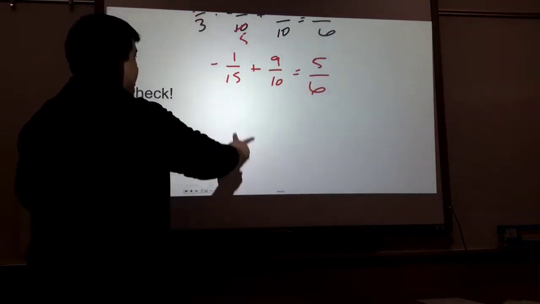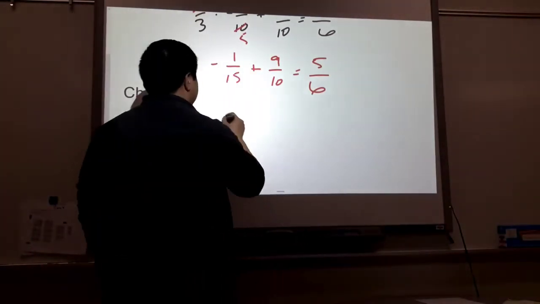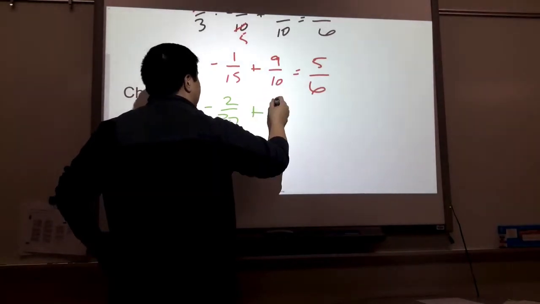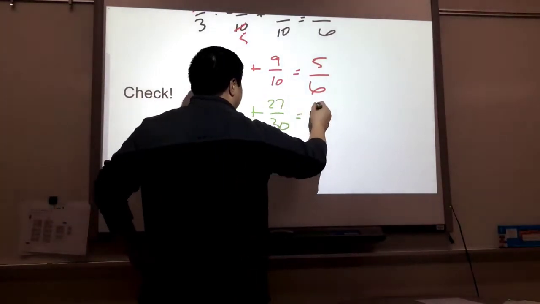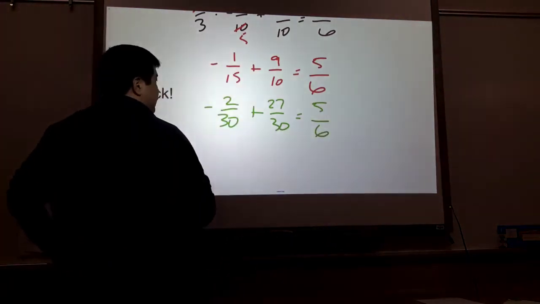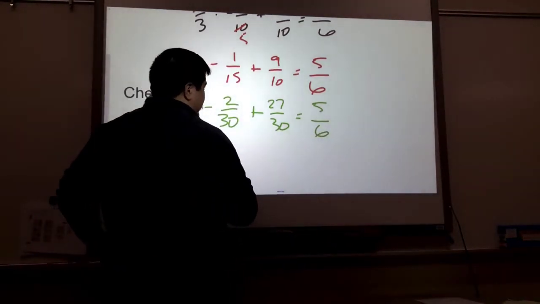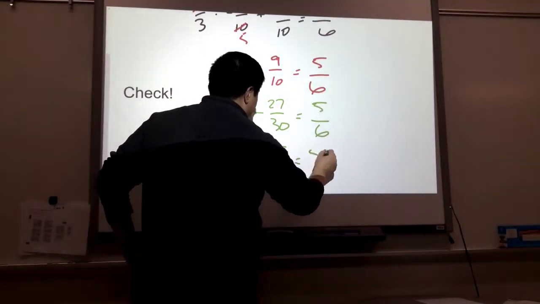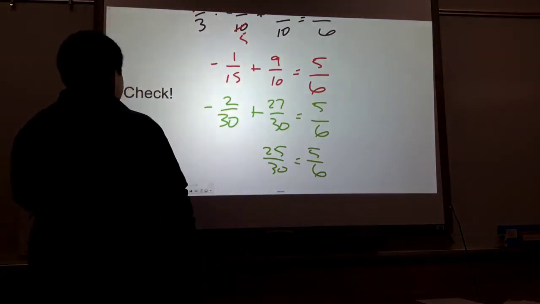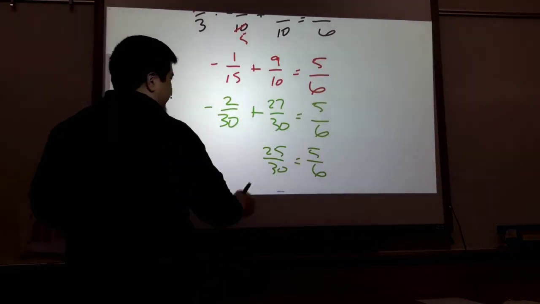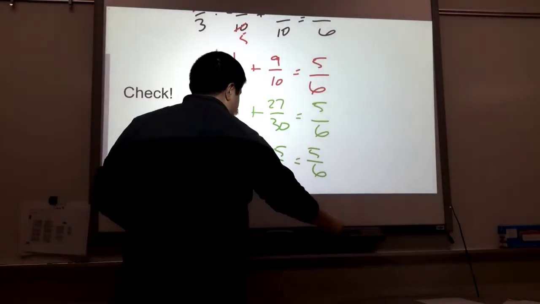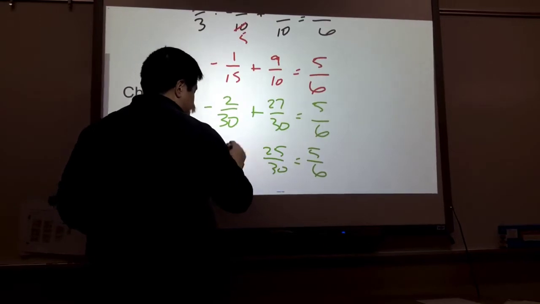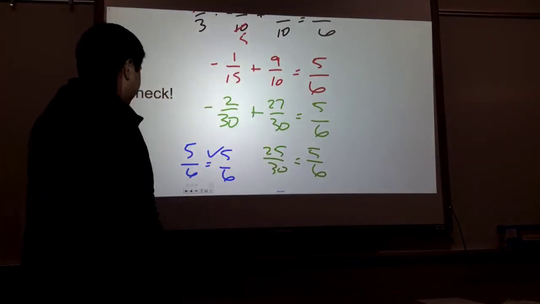We're going to have to add these two together, which means our common denominator is going to be 30. So we get negative 2 over 30 plus 27 over 30 will hopefully equal 5/6. 27 plus negative 2 is 25 over 30. Hopefully that's 5/6. And in fact, when we divide both the numerator and denominator by 5, we find out that 5/6 does in fact equal 5/6. Okay? The next one.